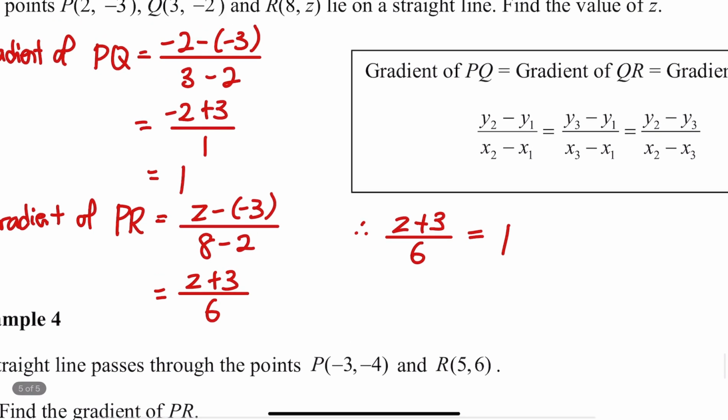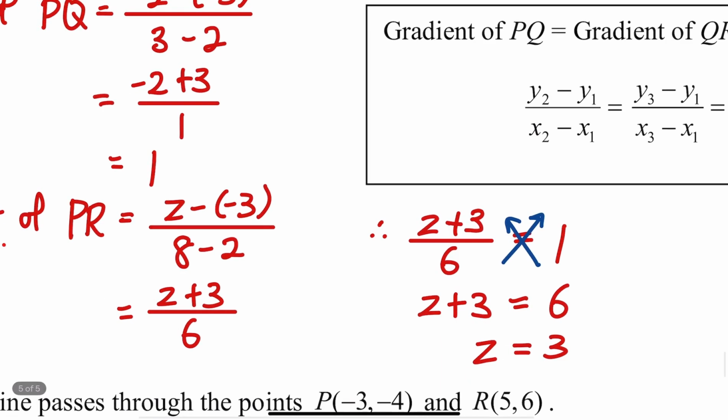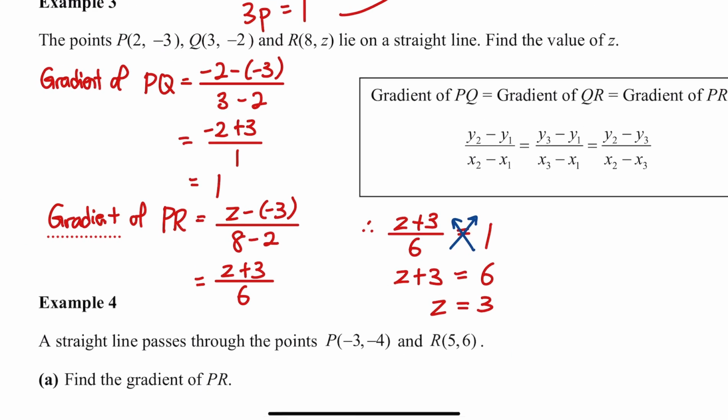From here, I can easily solve for z. I have a fraction on both sides of the equal sign, so I can cross multiply first. This 1 can be seen as 1 over 1. I'll get z plus 3 equals 1 times 6, which is 6. Therefore, z equals 3. And that's your answer to example 3. Okay.